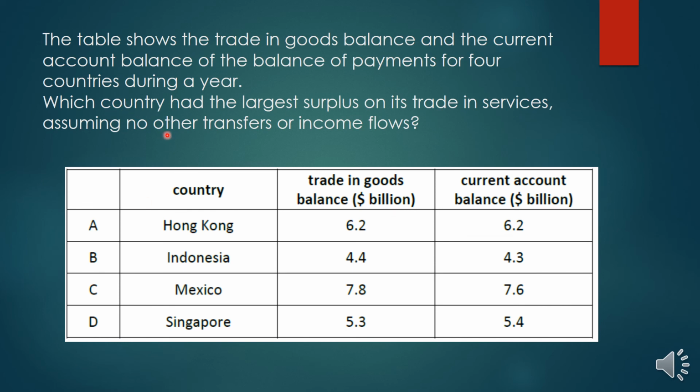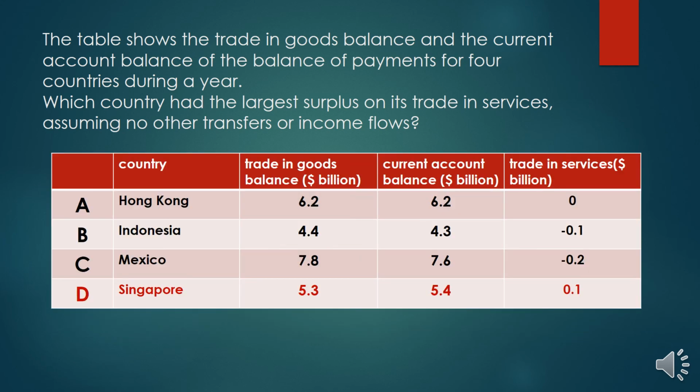Assuming on other transfers or income flows, there is none. That means there is no transfer and income flows. They are assumed to be constant or zero. We will not consider those 2 accounts. We have to consider only trading goods and trading service. Actually, trading goods plus trading service equals the current balance, isn't it? So how can we check?